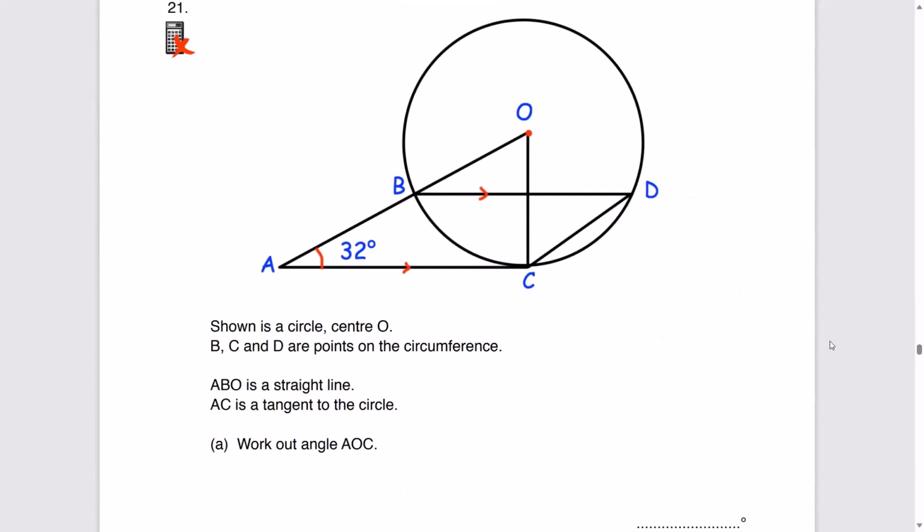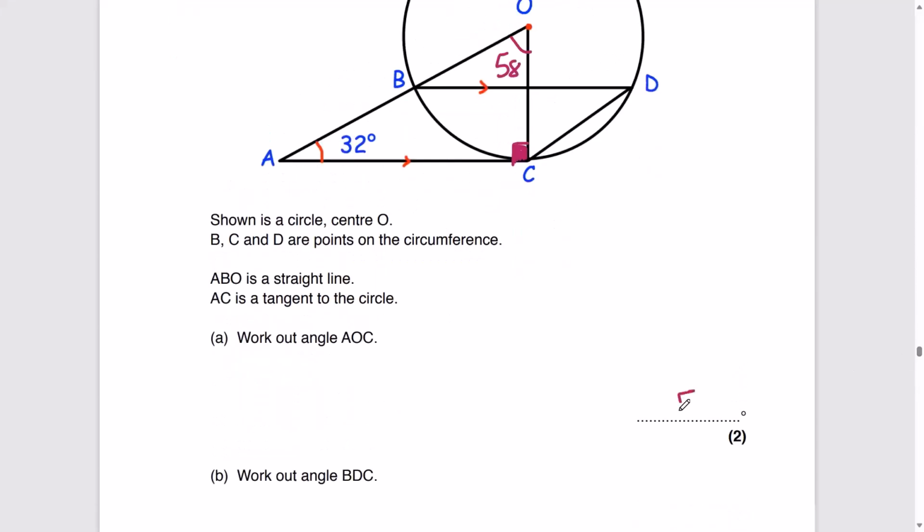All right. So again, we need to work out the angle AOC. That's this angle here. And this line is parallel to this. And this is a radius. That makes a tangent. So here is 90. AOC will be 90 plus this, and then subtract it from 180 to get this. So here will be 58. So AOC is 58. Did you get that?